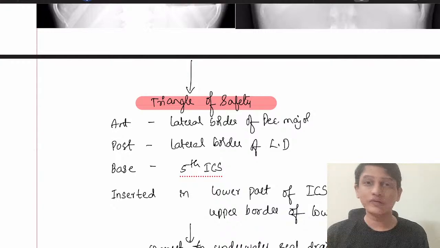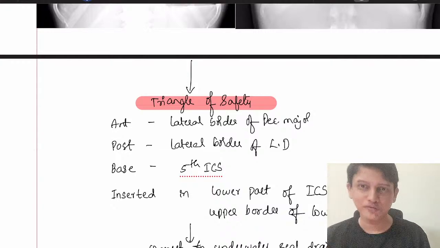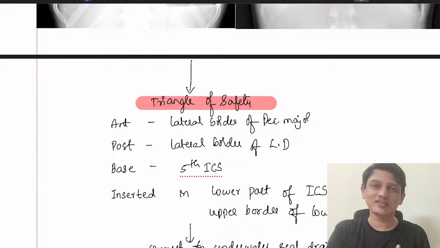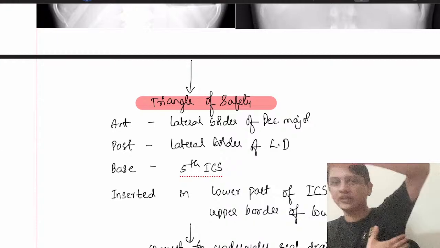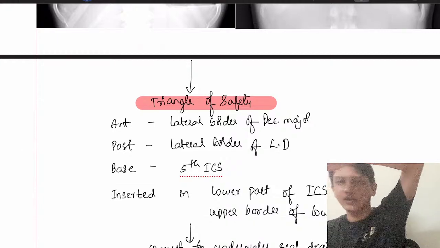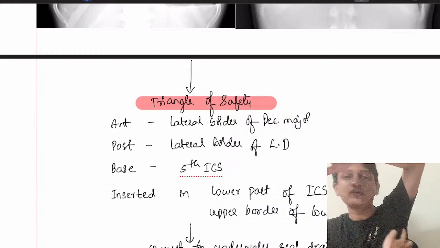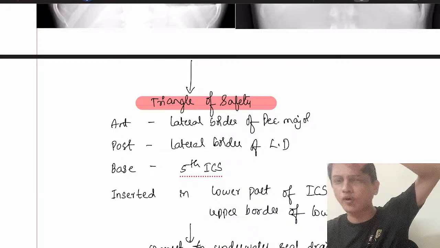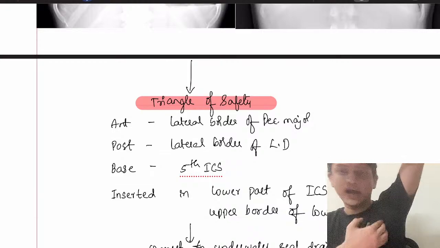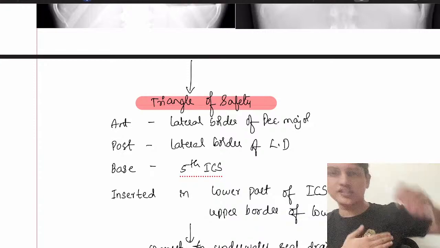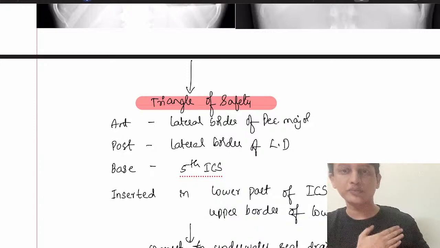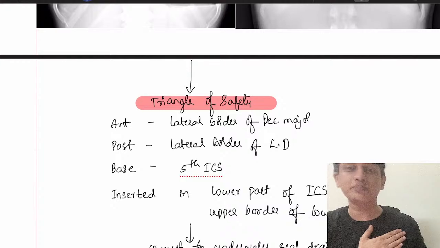So they have found a very safe area in our body where whatever you put, there are no major vessels or major structures. That's here underneath your axilla, in this area. This area is called the triangle of safety. You must know its borders. Anteriorly, what is this muscle? This muscle is called pectoralis major, your chest muscle.